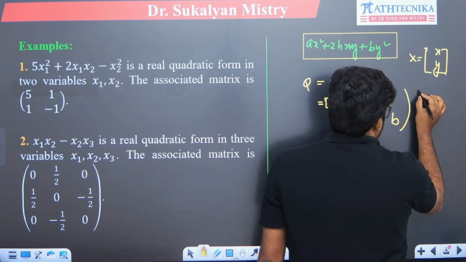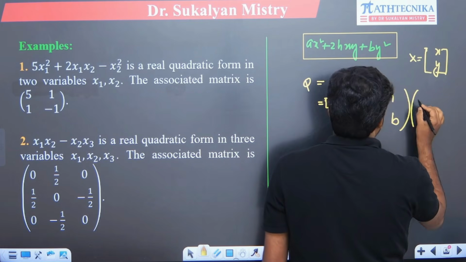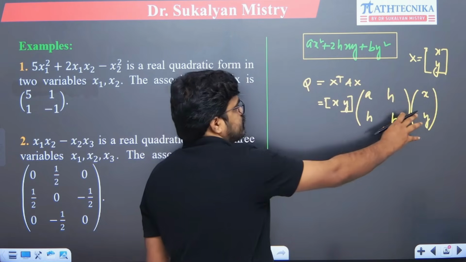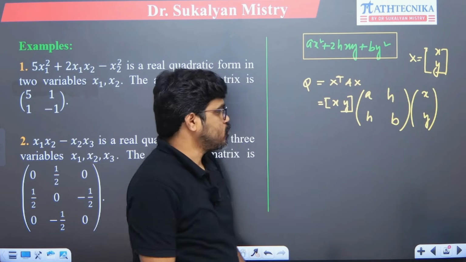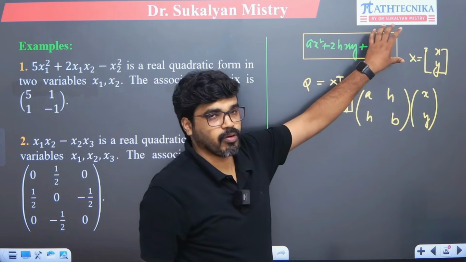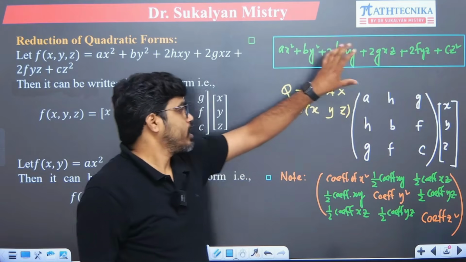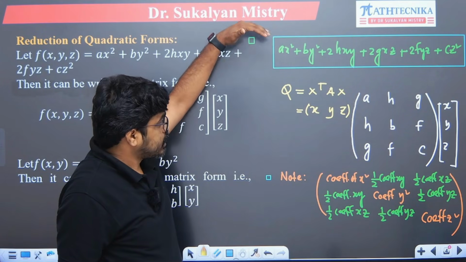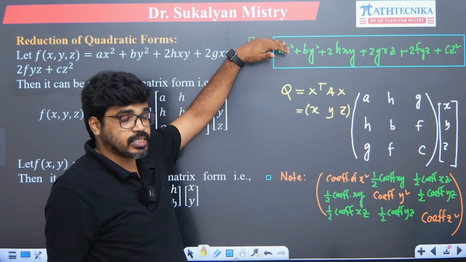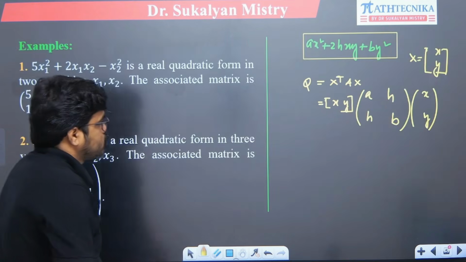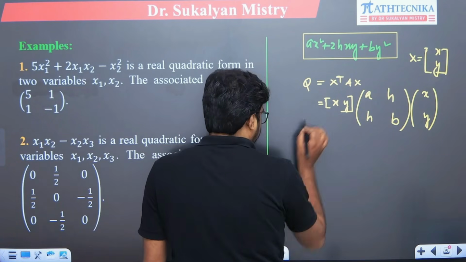Okay, and what is x? X is x, y. If we multiply this, you get this form. Okay, if you multiply this, you get this. So an expression that is a real quadratic form can be represented in matrix form. Clear?